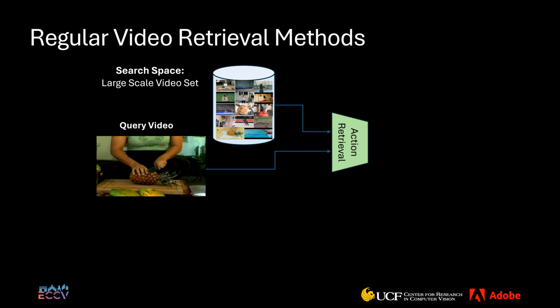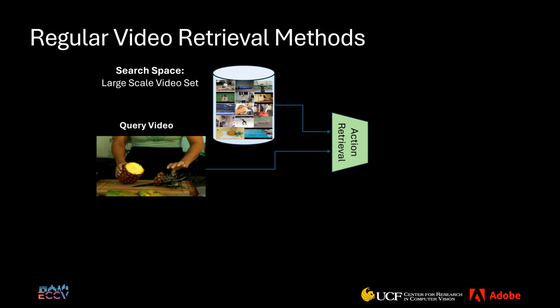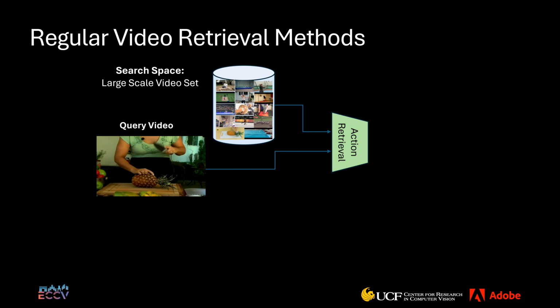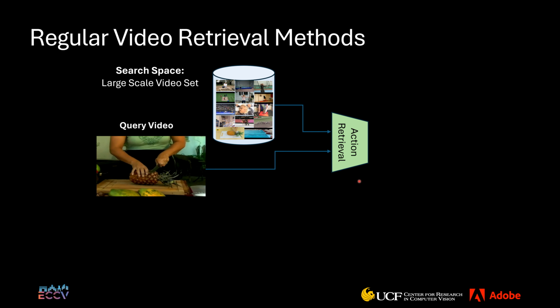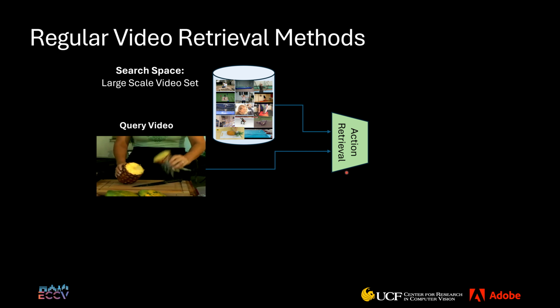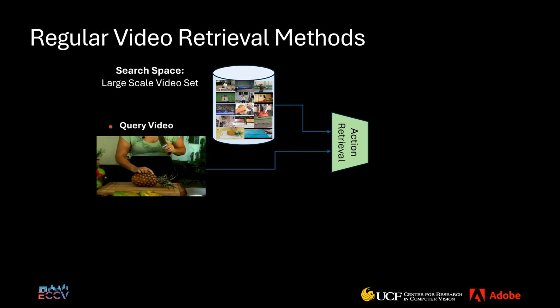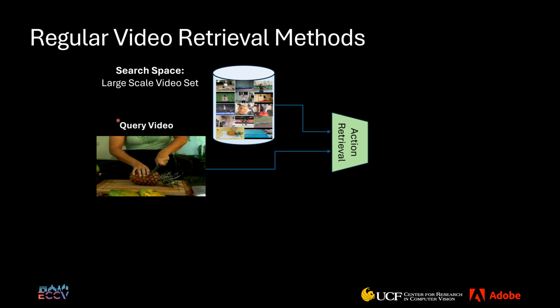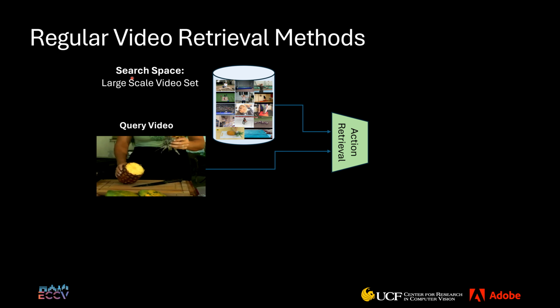Let's dive deeper into the problem statement. The first research question we tackle is, are regular video retrieval methods sufficient to find alignable videos? For some contexts, video retrieval methods typically rely on standard video understanding models, such as strong action recognition models. Consider this visual example. Given a query video of someone cutting a pineapple, the goal is to find the most alignable video from a large dataset containing millions of videos.